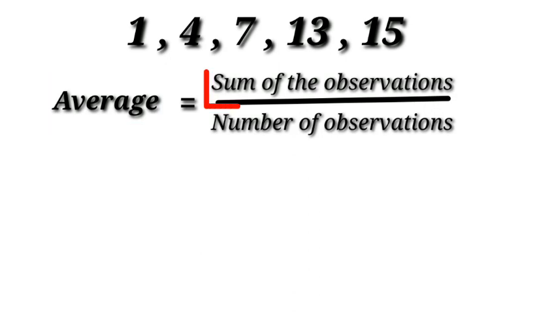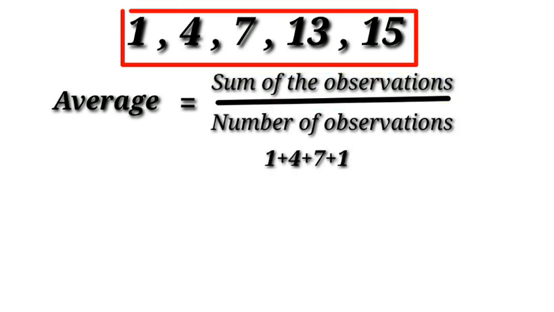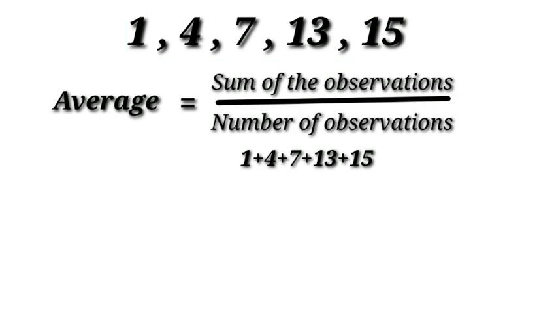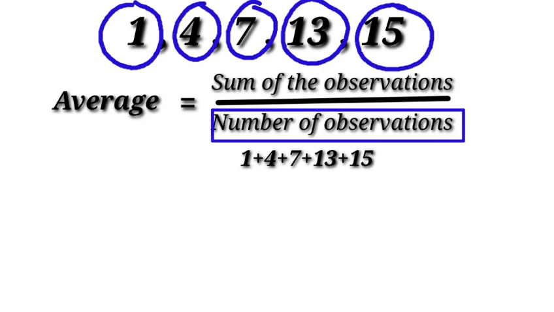Look at the numerator first. Sum of observations means the sum of these observations: 1 plus 4 plus 7 plus 13 plus 15. And how many observations do we have? 1, 2, 3, 4, 5. So we divide the sum by the number of observations, that is 5.